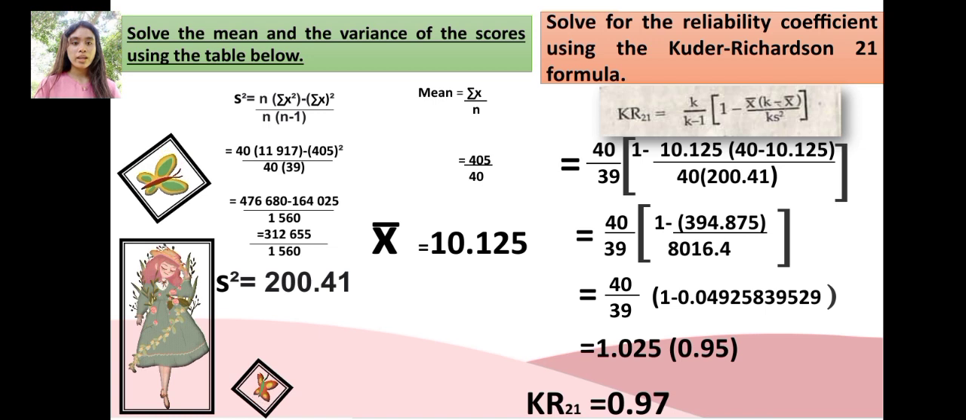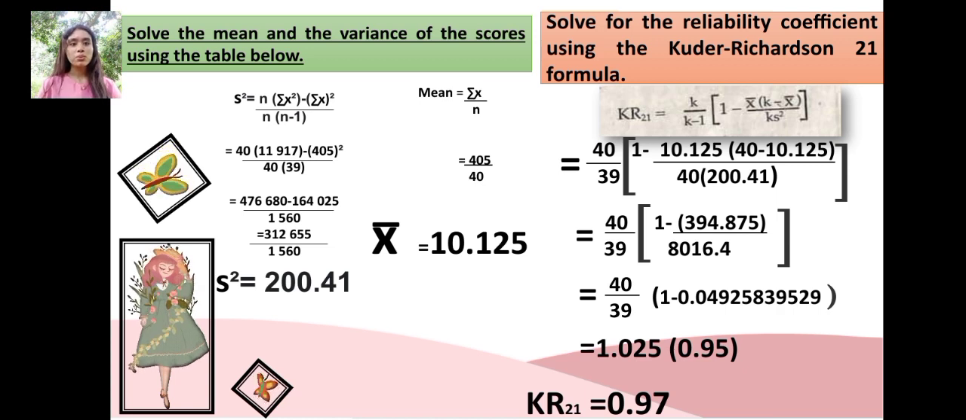Okay, and now since these two are divisible, we are now going to divide this to get the variance of the scores. So 312,655 divided by 1,560 equals 200.41. So that is our variance of the score now. Okay, are you following?